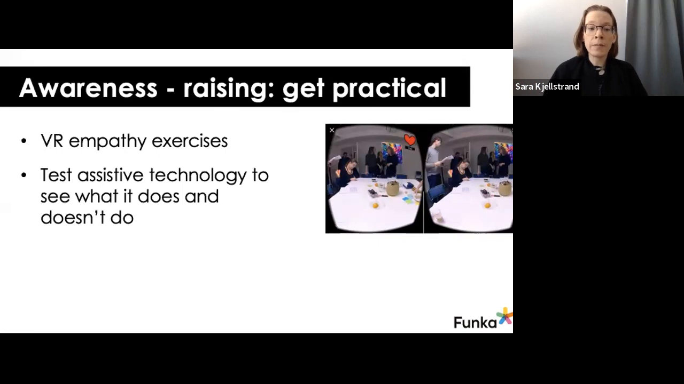And another key tip is to test assistive technology, to just see what it does and doesn't do. Some people may think that it's the magical solution to everything, and it's not really the case. It's really useful, but it's also good to see what the limitations are and where you actually have to do your groundwork on cognitive accessibility for everyone.